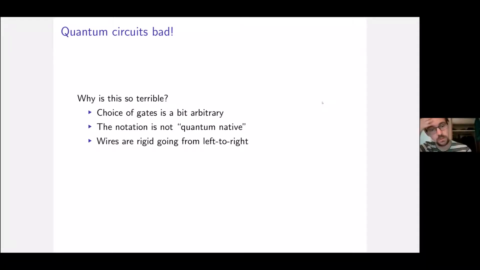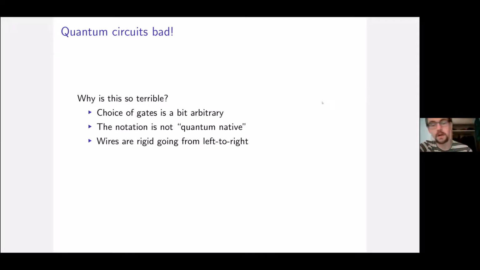Well, it's because the choice of gates is always a bit arbitrary. You always have to choose a set of gates, and there's always some set of rules in between those gates. You have to remember those rules, which is all hard. Also, the notation is not quantum native, because quantum circuits really came from classical circuits and Boolean circuits, and there's no a priori reason to believe that this should be the right language to talk about quantum computing, right? It's nice, it works so well, but there's no reason it should work perfectly.